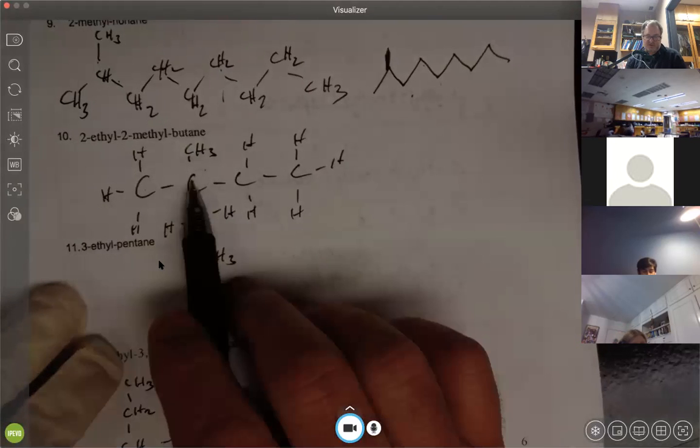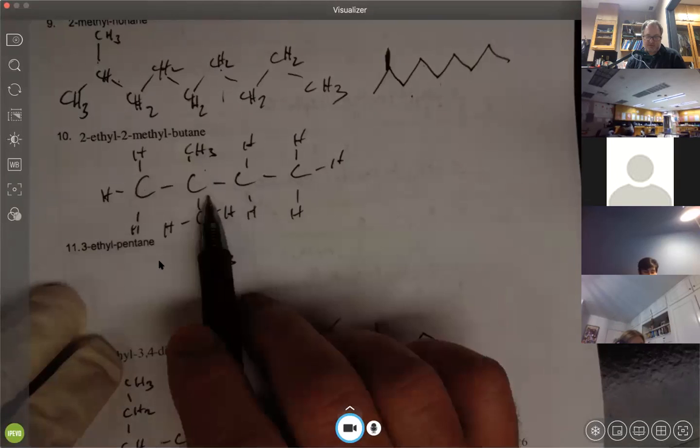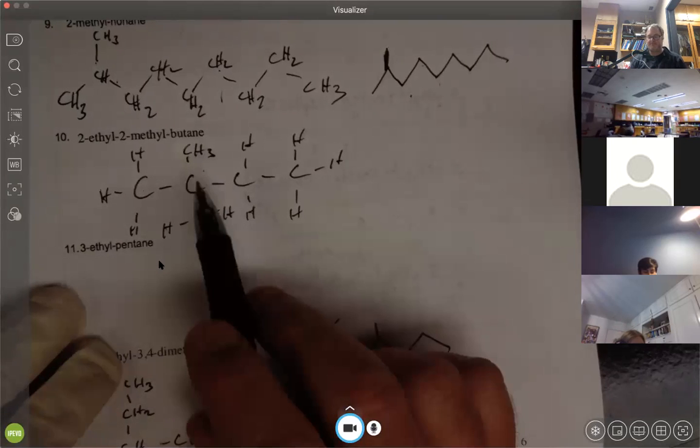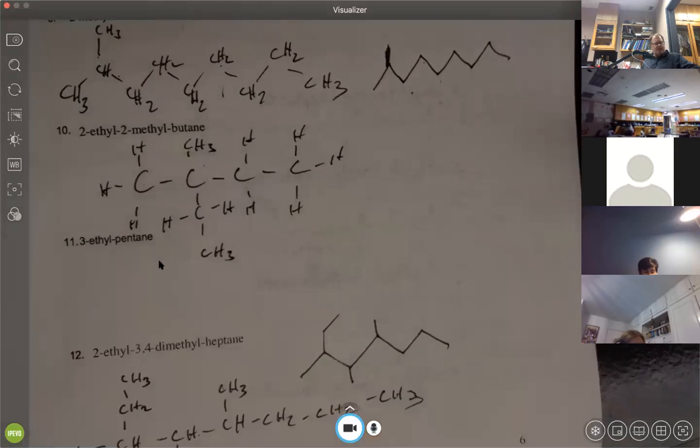1, 2, 3, 4 is the butane. 2-ethyl, 2-methyl butane. Somebody want to tell me what's wrong with that and why I laughed and giggled after I read it?